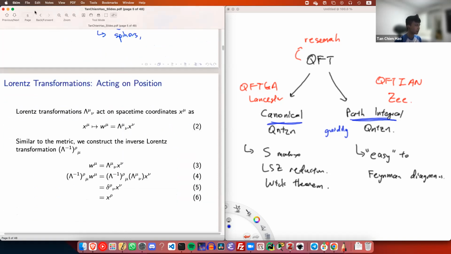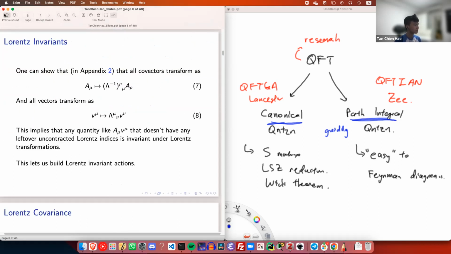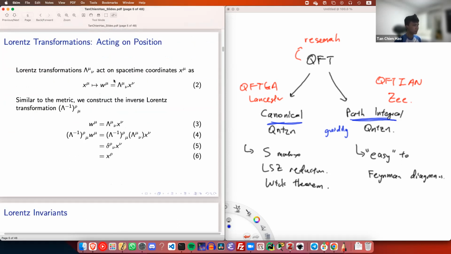Okay, so Lorentz transformations, when they act on position: Lorentz transformations are 4x4 matrices, and your positions are 4x1 column vectors. Acting like that, you get a 4x1 column vector. Similar to how previously we had the Minkowski metric and then constructed the inverse metric, we can construct the inverse Lorentz transformation in a similar way.